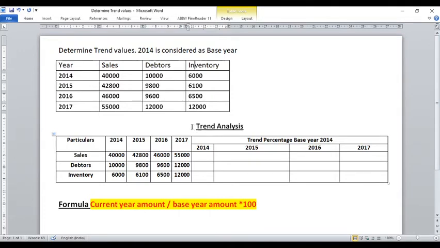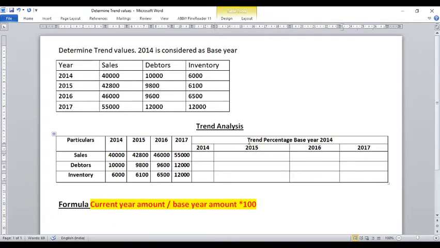I've already prepared the columns required for this problem. We require 9 columns: particulars, 2014, 15, 16 and 17. This is the information that is given in the question. All this information, this is the solution part. So for the solution part, trend percentage base year 2014, it is 2014, 2015, 2016 and 2017.